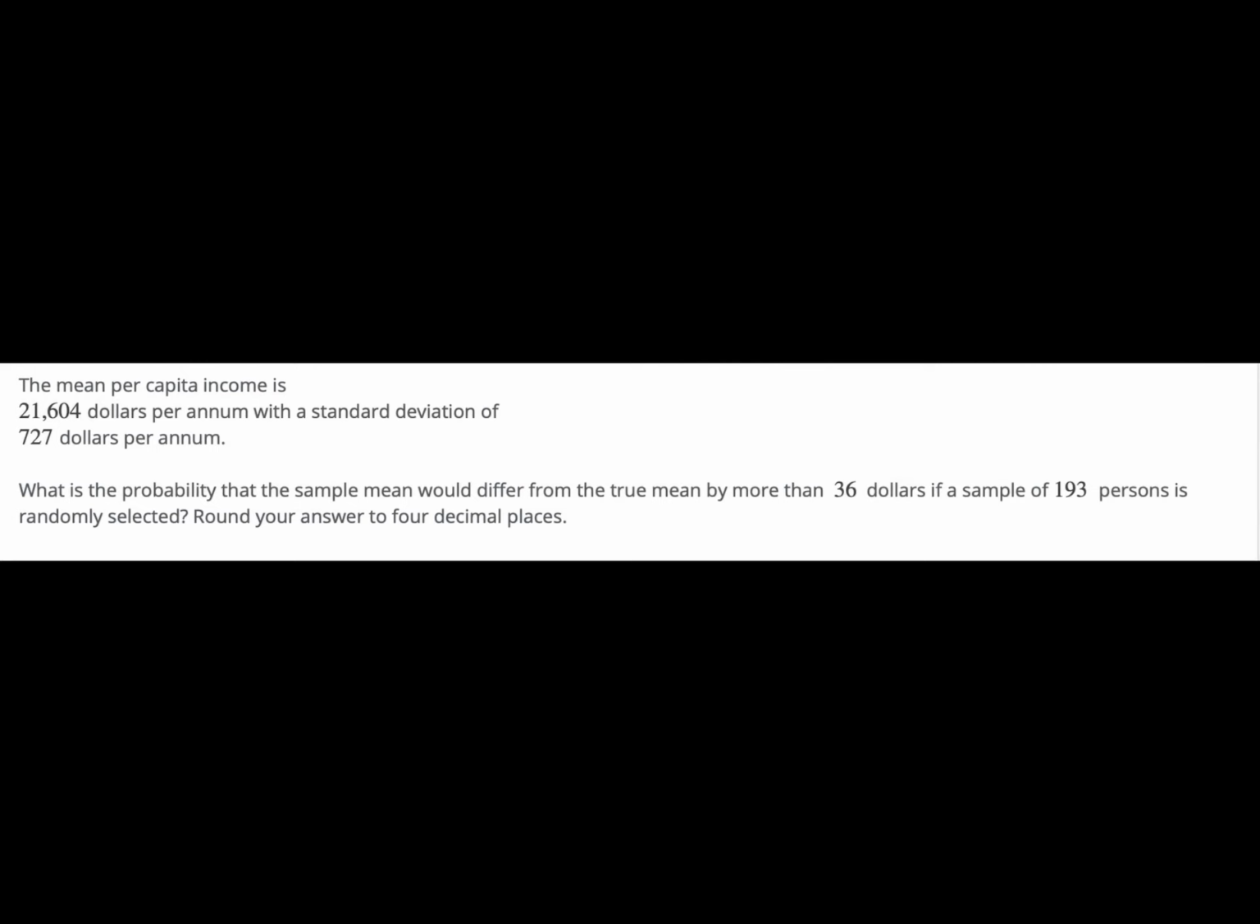So what you want to do here, okay, is keep in mind two things. They've got differs from the mean by more than, okay? Sometimes you'll get a differs from the mean problem, which basically means that you have to look at that many dollars in this case, either side of the population mean, okay? And they want to see what is the probability that it differs by more than that.